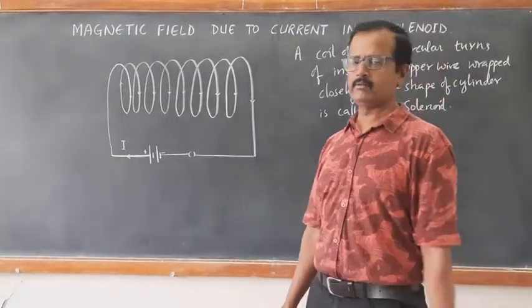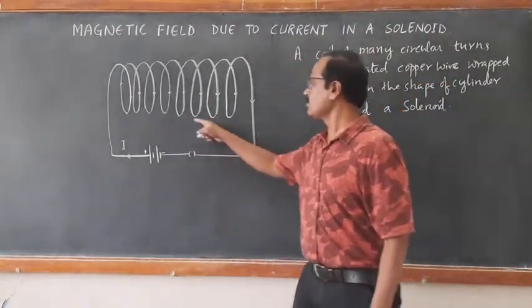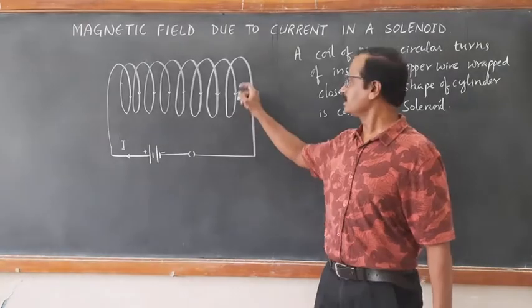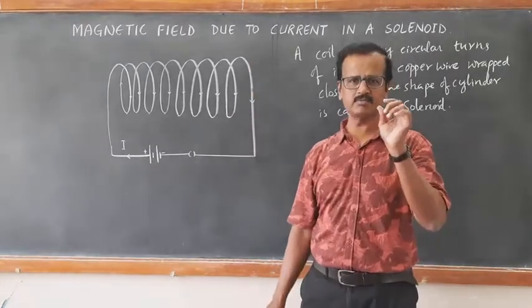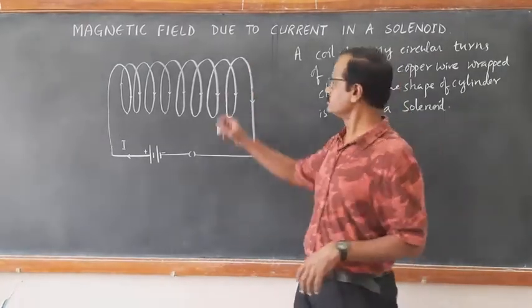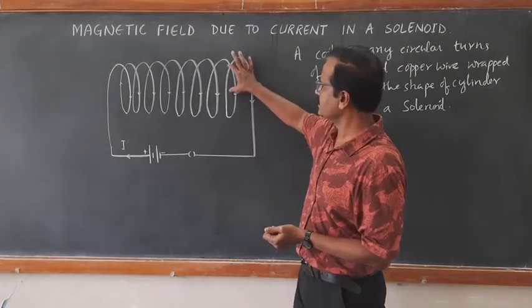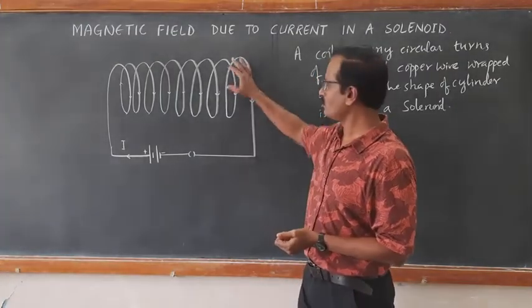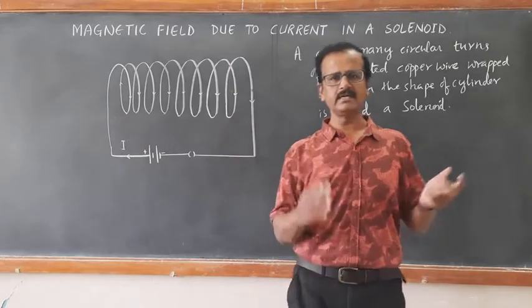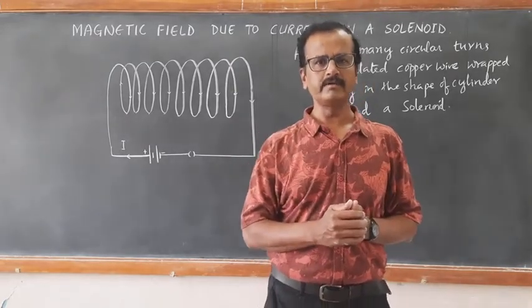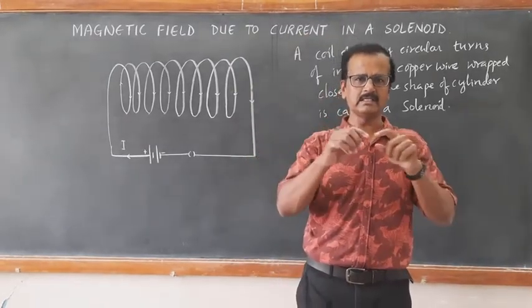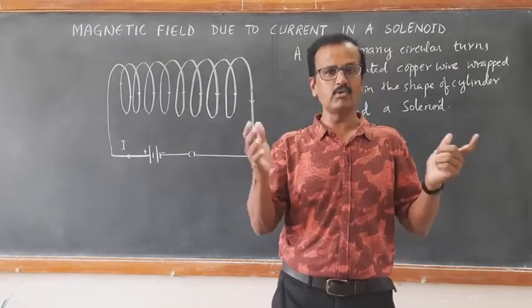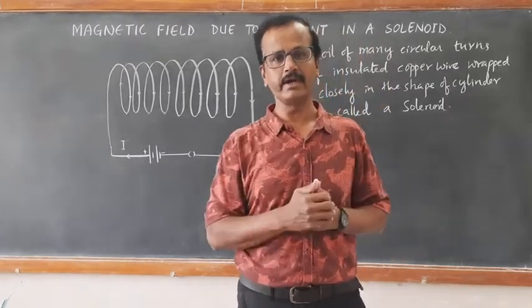It is not a coil. See, it has a long length and the radius of this coil is small. You see, this is the radius. If the radius of the coil is smaller than the actual length, then it is called a solenoid. If the length of the coil is larger than its radius, then it is no more called a coil, it is called a solenoid, right?